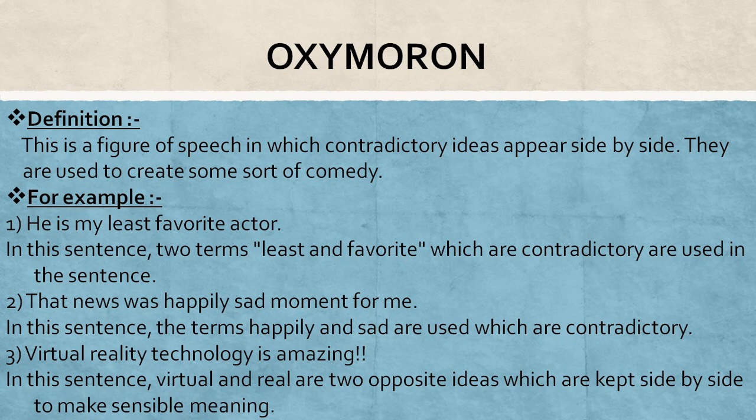13th figure of speech we are going to discuss is oxymoron. Definition: this is a figure of speech in which contradictory ideas appear side by side. They are used to create some sort of comedy. For example, 1. He is my least favorite actor. In this sentence, two terms least and favorite, which are contradictory, are used in the sentence.